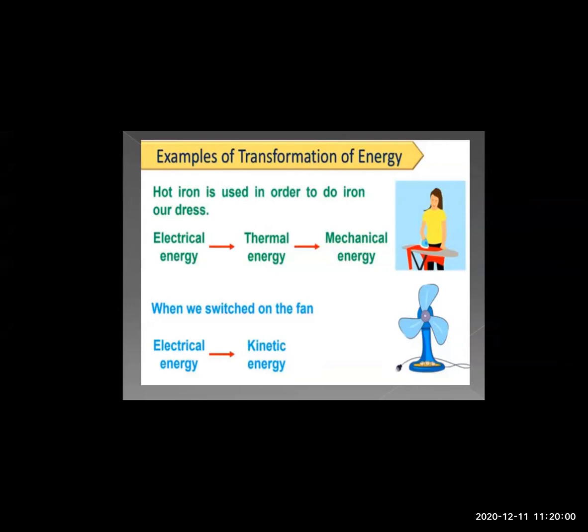So here is a good example of the iron, how the electrical energy is converted to thermal energy and then to mechanical energy. And when we switch on the fan, what happens? The electrical energy is converted into kinetic energy. What does kinetic energy mean? The displacement or motion that takes place in the object, that is called kinetic energy.